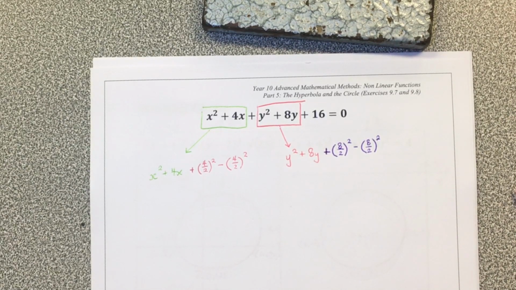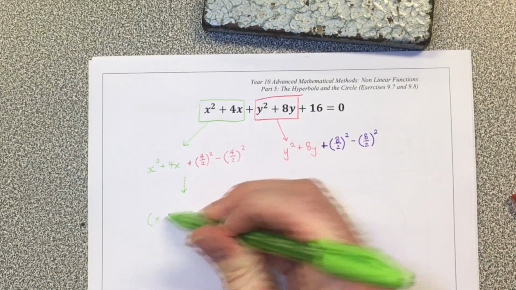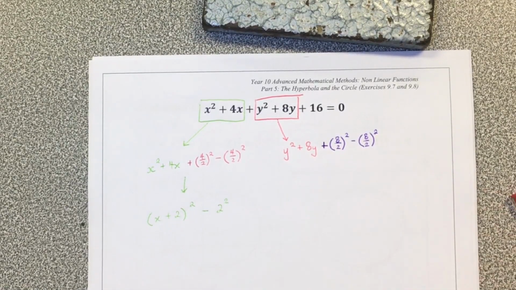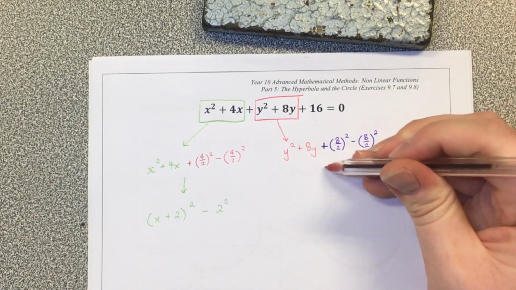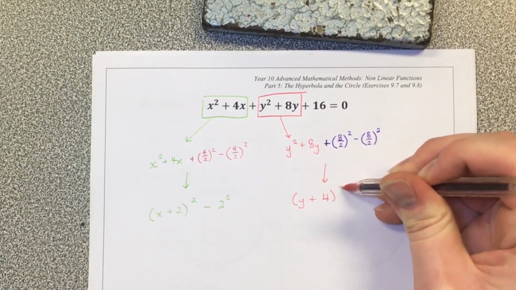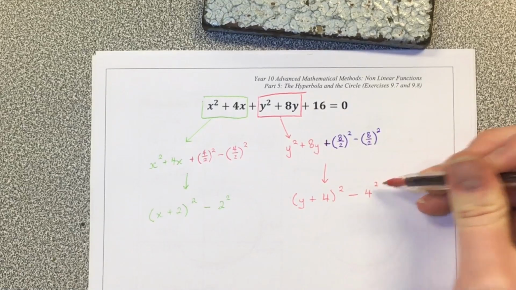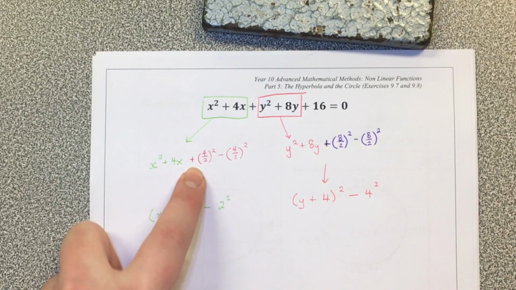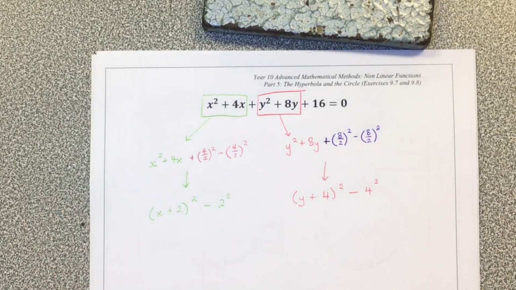So I'm just breaking this apart into 2 lots of completing the squares. And so this now becomes x plus 2 squared minus 2 squared. This becomes y plus 4 squared minus 4 squared. And that's just come from the fact that that becomes x squared plus 4x plus 4, and that can be factorized into x plus 2 all squared.